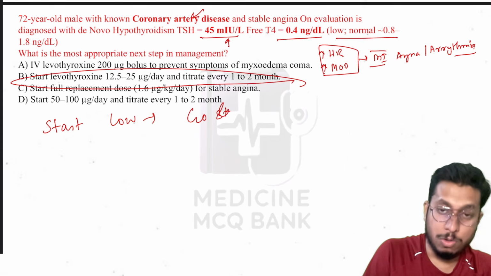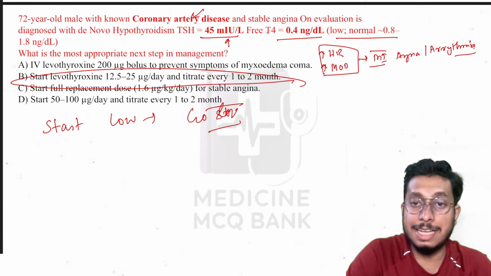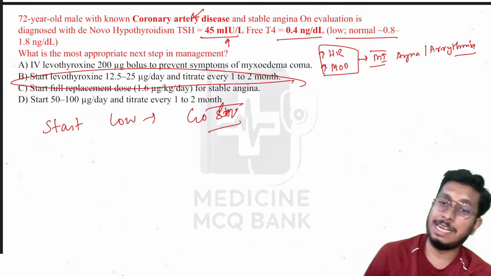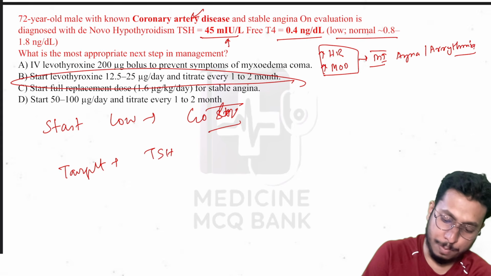Okay, so what is the initial approach? Initial approach is start at 12.5 to 25 microgram per day, titrate every 4 to 6 weeks. The target is to normalize the TSH. So the target of treatment is TSH to be normal.